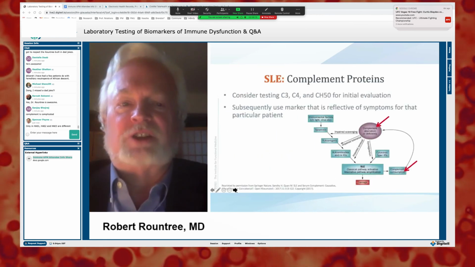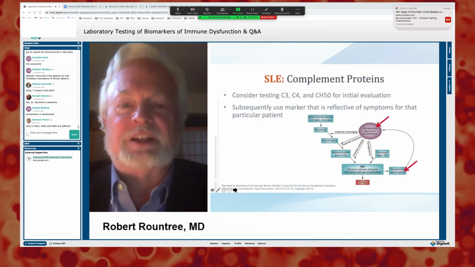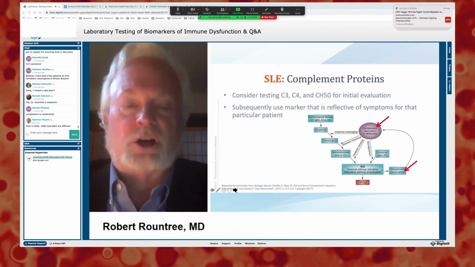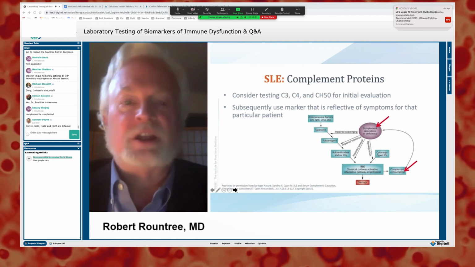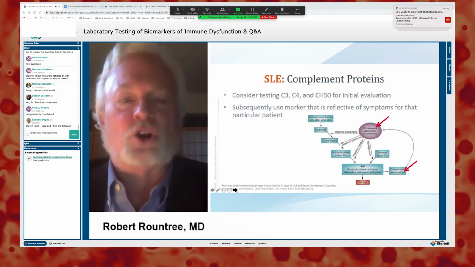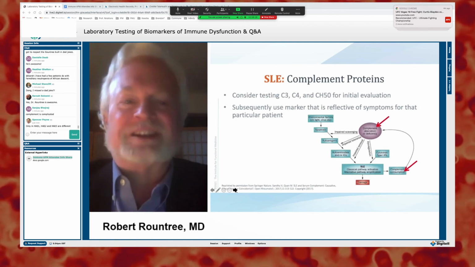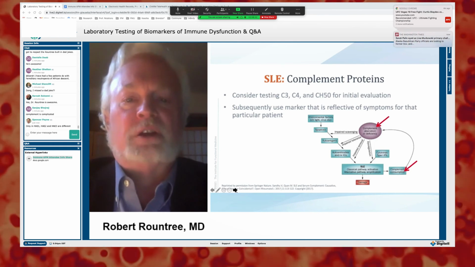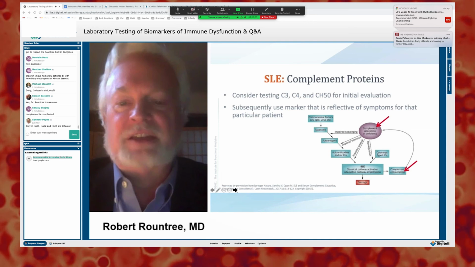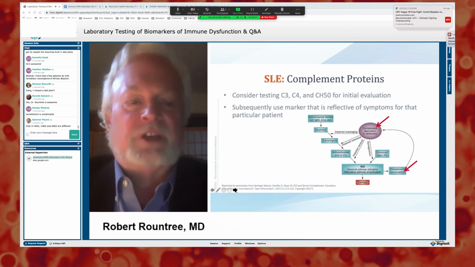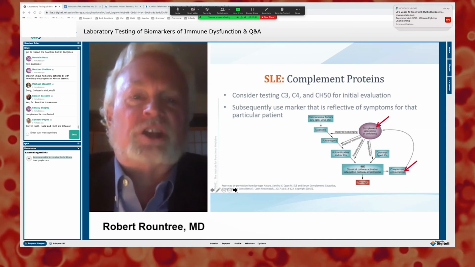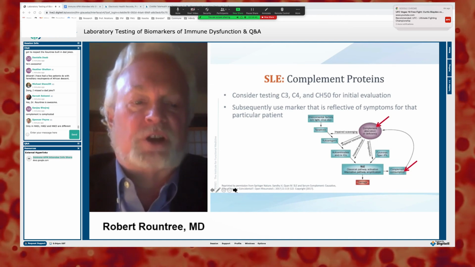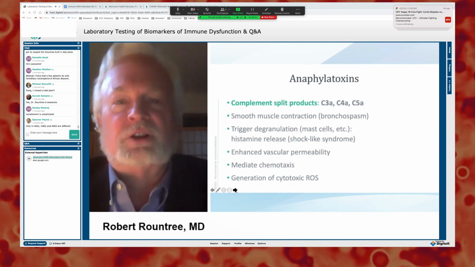So lupus is kind of the classic disease where you're going to measure C3 and C4. In some patients, it's going to be low, and in other patients, even with bona fide confirmed lupus, it's completely normal. Again, this speaks to the heterogeneity of the inflammatory response. So you do it early on in a patient with active disease. If those levels are normal, then there's no point really in continuing to do them. But if they're low, you can use them to follow the patient over time. That's the main value of these.